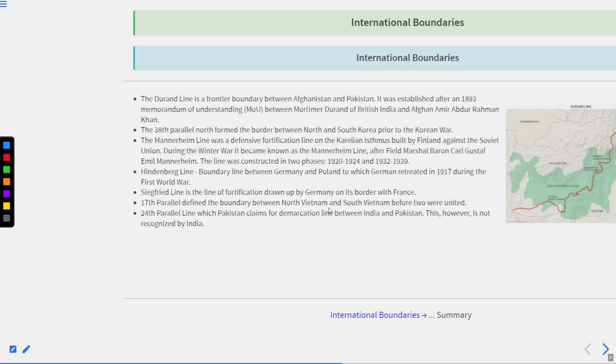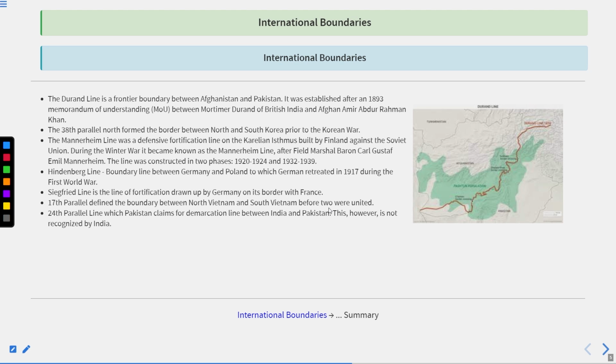Now, let's move forward. The Durand Line. The Durand Line is actually a frontier boundary that lies between Afghanistan and Pakistan. Remember, prior to this, it was between Afghanistan and India. How? Let me tell you. But before this, just learn about this.